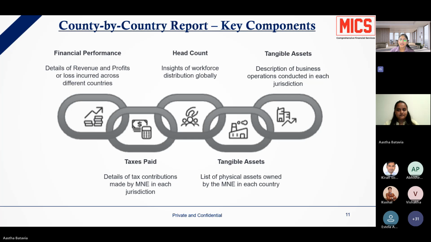Under CBCR, we also have to provide information regarding business operations. That is, we need to provide the description of business operations conducted in each jurisdiction. So basically, this report helps tax authorities quickly spot if income is being shifted from a high tax jurisdiction to a low tax jurisdiction without substance.